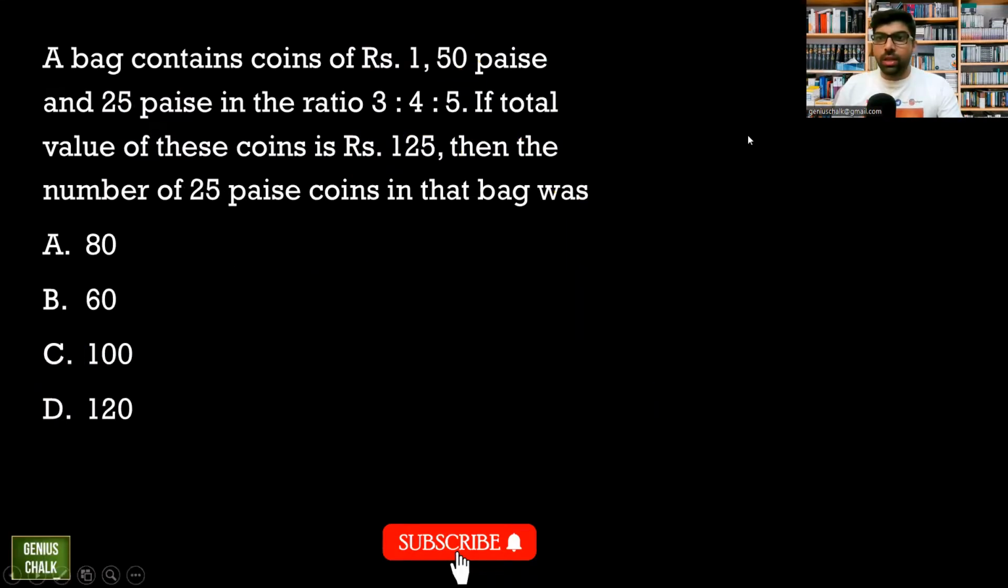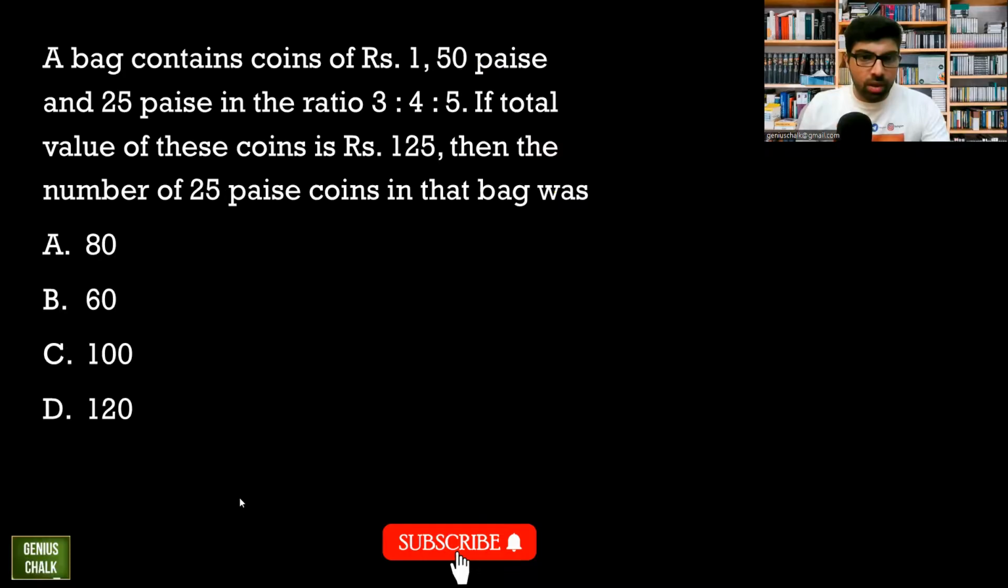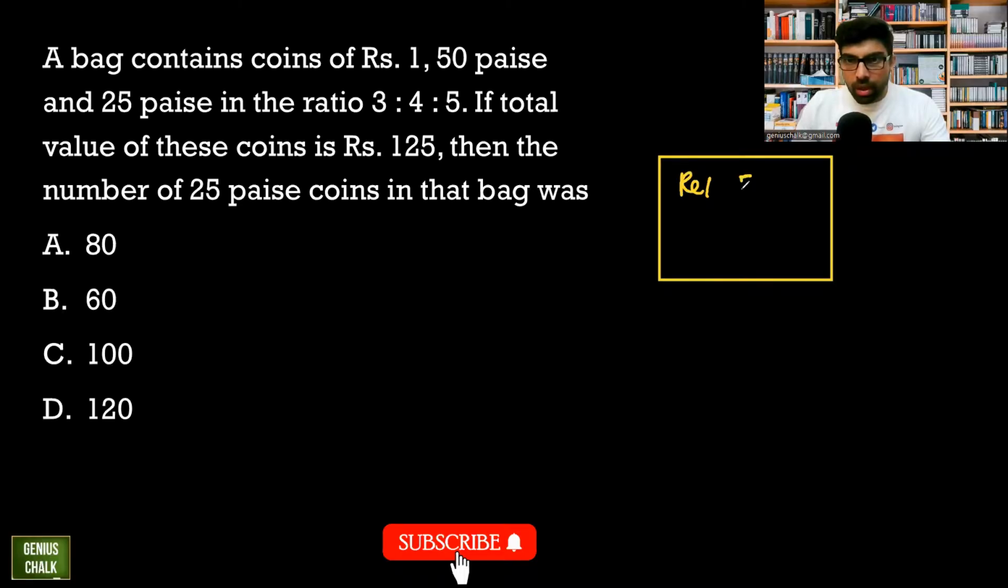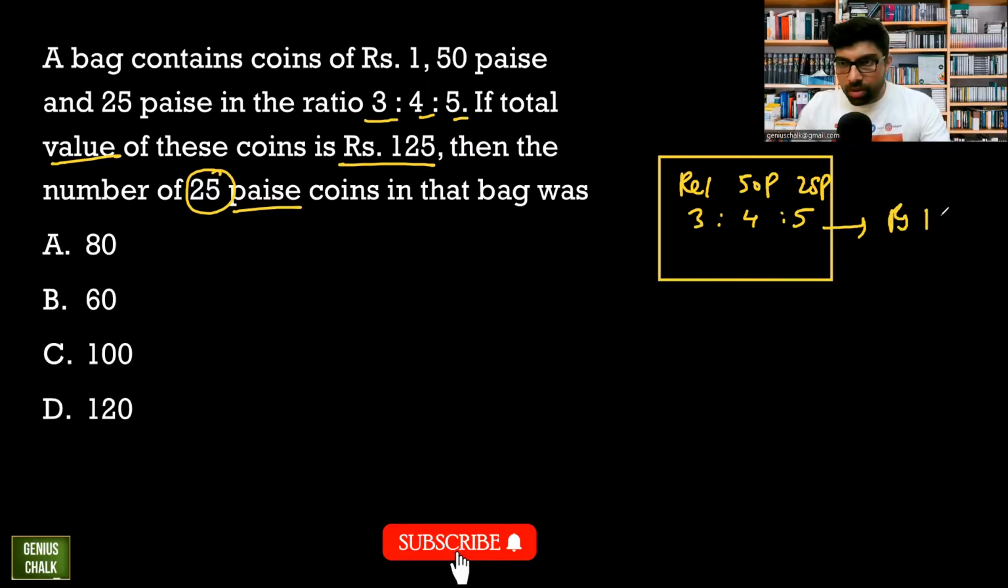Next, we have a question of ratio depending on coins. There is a bag. In that bag, there are three types of coins: one is rupee 1, then 50 paisa and 25 paisa, in the ratio 3 is to 4 is to 5. If the total value of these coins is rupees 125, then what is the number of 25 paise coins? Remember, this is the value.